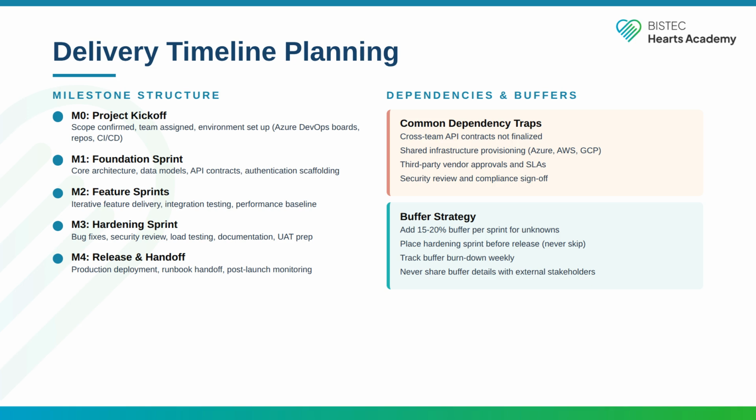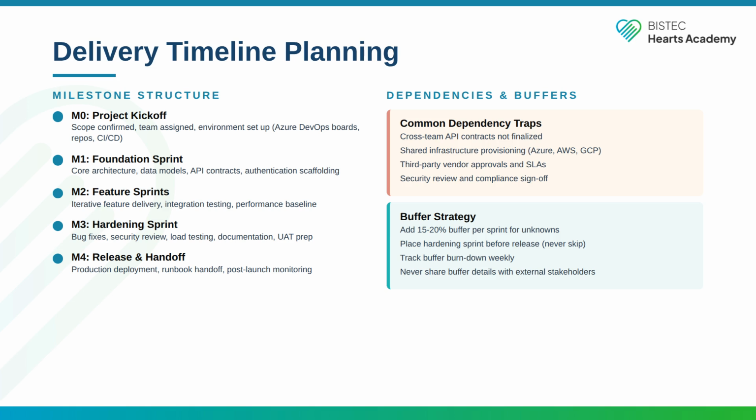M3 is the hardening sprint. This is non-negotiable. Never skip it. Bug fixes, security review, load testing, documentation, and user acceptance testing preparation. Teams that skip hardening pay for it in production incidents. M4 is release and handoff: production deployment, runbook handoff, and post-launch monitoring.